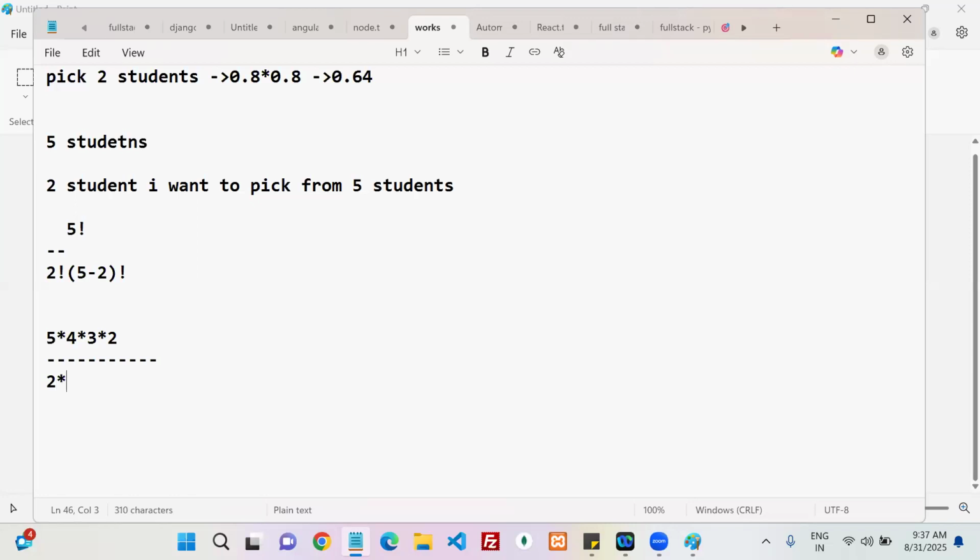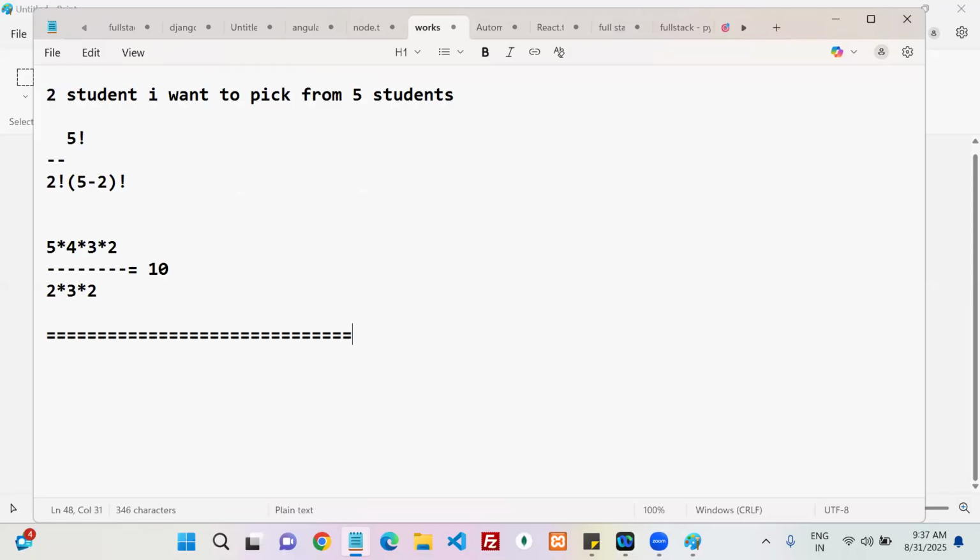The next one is 5 minus 2, 3. 3 factorial, into 2. The answer is 10, right? Yes, 10. So the total combinations are 10 ways you can choose. Yes or no? Got my point? The probability.